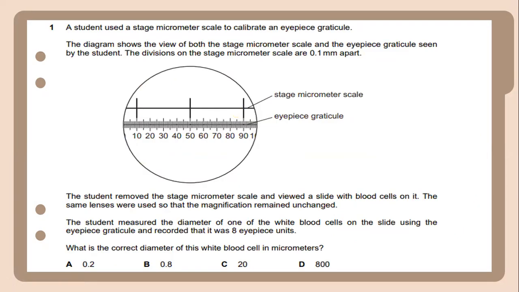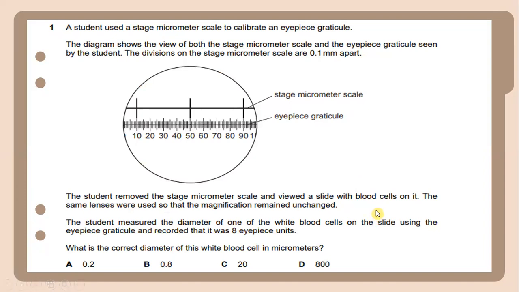Question number 1. A student used a stage micrometer scale to calibrate an eyepiece reticule. The diagram shows the view of both the stage micrometer scale and the eyepiece reticule seen by the student. The divisions on the stage micrometer scale are 0.1 millimeter apart. The student removed the stage micrometer scale and viewed a slide with blood cells on it, and the same lenses were used so that the magnification remained unchanged.